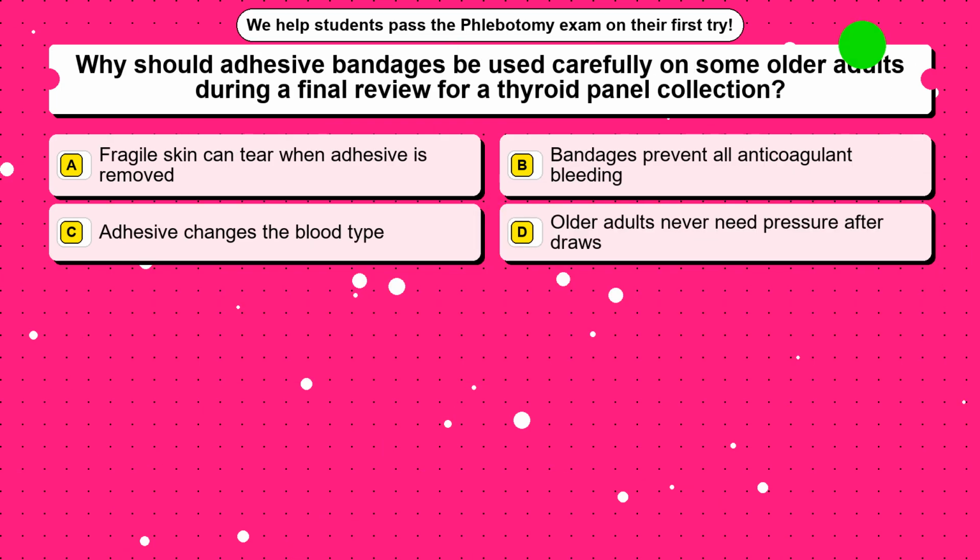Question 59. Why should adhesive bandages be used carefully on some older adults during a final review for a thyroid panel collection? Option A. Fragile skin can tear when adhesive is removed. Option B. Bandages prevent all anticoagulant bleeding. Option C. Adhesive changes the blood type. Option D. Older adults never need pressure after draws.